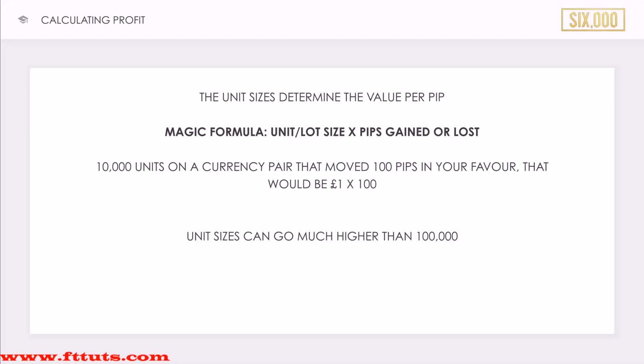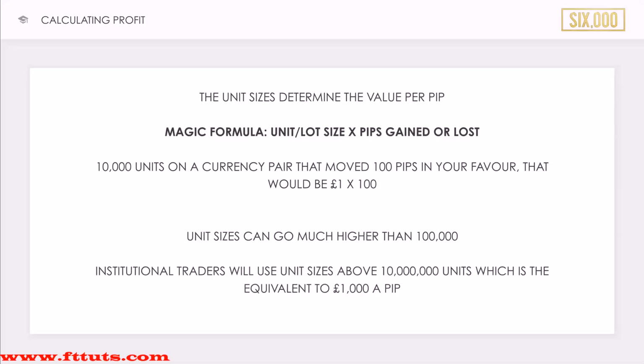So unit sizes can go much higher than 100,000. These are just the typical unit sizes that most people will be starting off with. Even working up to one full lot, that's a very big lot size to be trading with. £10 a pip is a big size to be trading with. Institutional traders, such as hedge fund traders, will use unit sizes above 10 million units, which is the equivalent to $1,000 or £1,000 a pip. So these are the guys that are trading with big money.